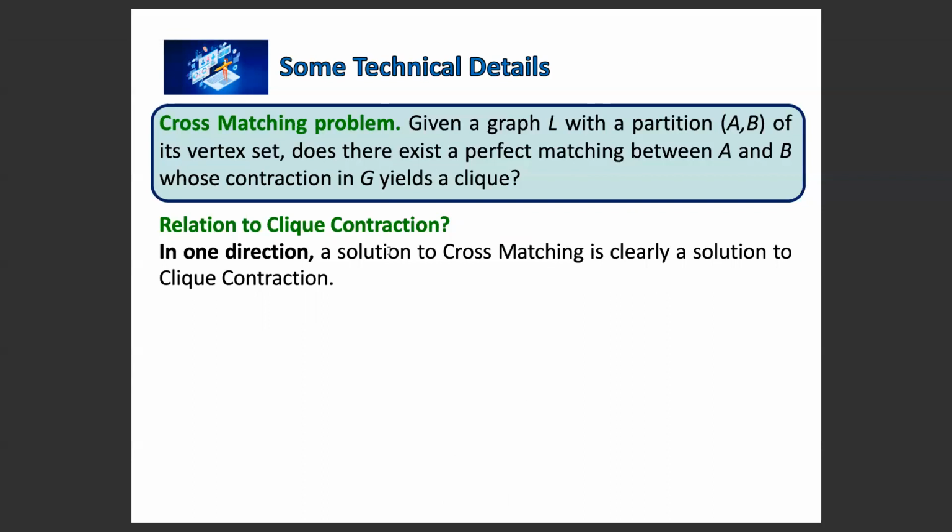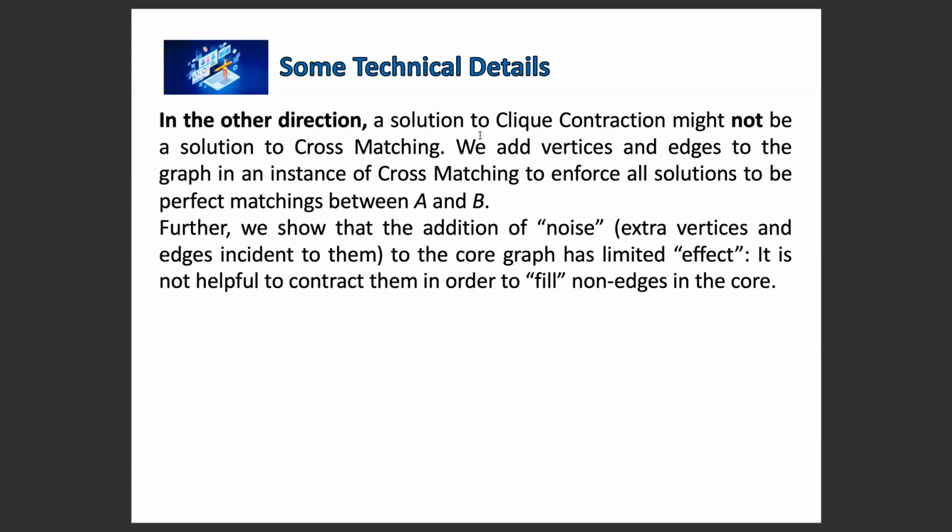So in one direction, it is easy to see it. Notice that a solution to cross-matching is clearly a solution to clique contraction. So if we have an instance of cross-matching and we have a solution there, it will also be a solution for this instance when it is thought of as an instance of clique contraction, because in cross-matching, we also want to contract edges in order to obtain the clique. The other direction is not clear, because in cross-matching, we must contract edges that go across the parts A and B, not any edge that we want. So a solution to clique contraction might not be a solution to cross-matching.